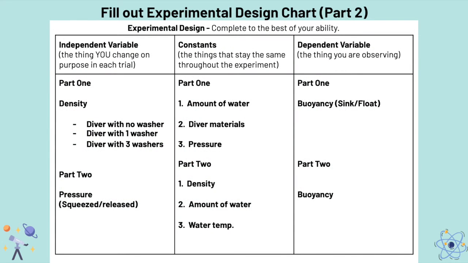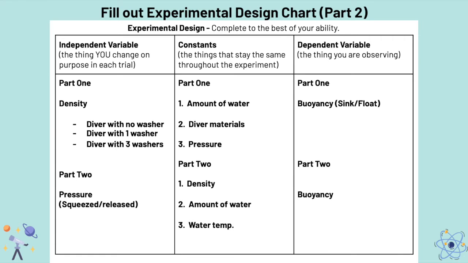Okay, since we are seeing if pressure affects buoyancy, then the independent variable, which is the factor that is changed by the experimenter, is pressure. Specifically, it is whether the bottle is squeezed or released. And the dependent variable is buoyancy, or specifically whether the diver sinks or floats.